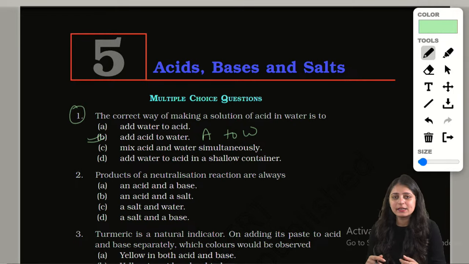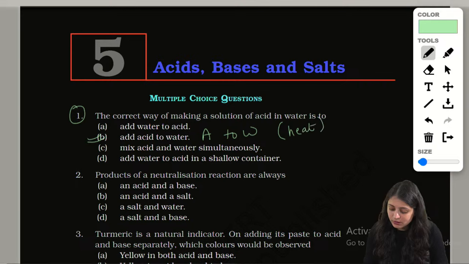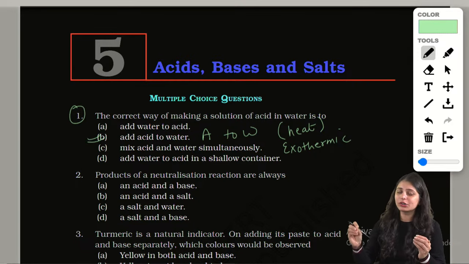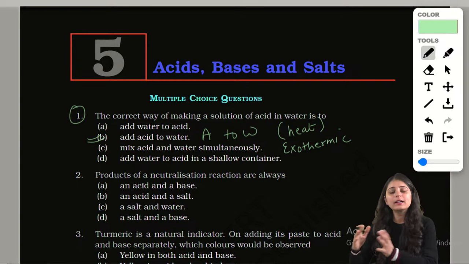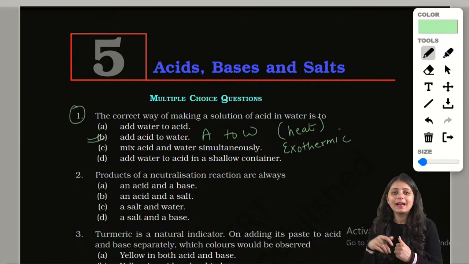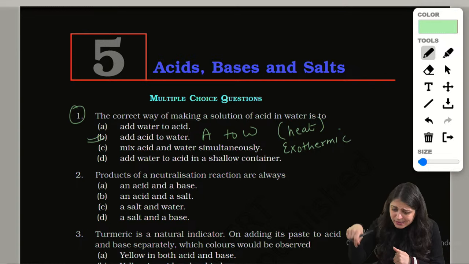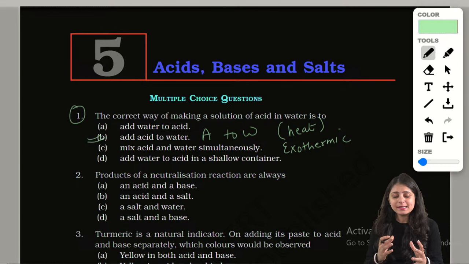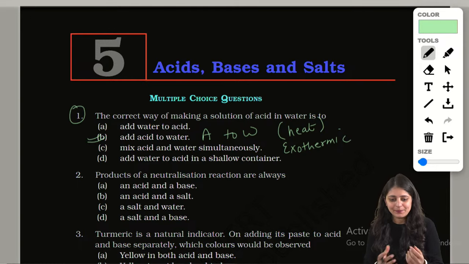ये जो प्रोसेस है ना, इसमें बहुत ज्यादा हीट रिलीज होती है। इस प्रोसेस को हम एक्सोथर्मिक प्रोसेस कहते हैं, मतलब a lot of heat is released in the process. तभी एसिड को वाटर में जब हम ऐड करते हैं, हमें बहुत स्लोली करना होता है, we do it very slowly with constant stirring, so drop by drop we add acid to water and we keep stirring so that there is no splashing, there is no explosion and basically the glass container doesn't break.